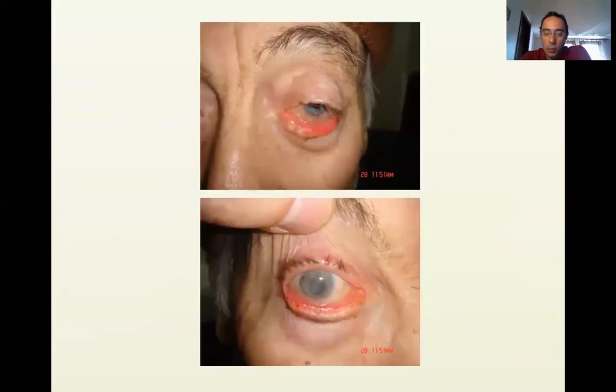Any eyelid abnormalities can cause dry eye. In this case, you can see the lower eyelids have a problem, and there is an exposure in the cornea itself. The eyelids cannot close well enough. And because of that exposure, the cornea has become opaque as well.